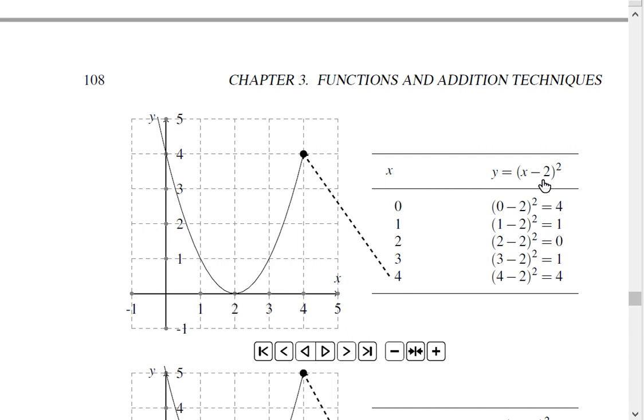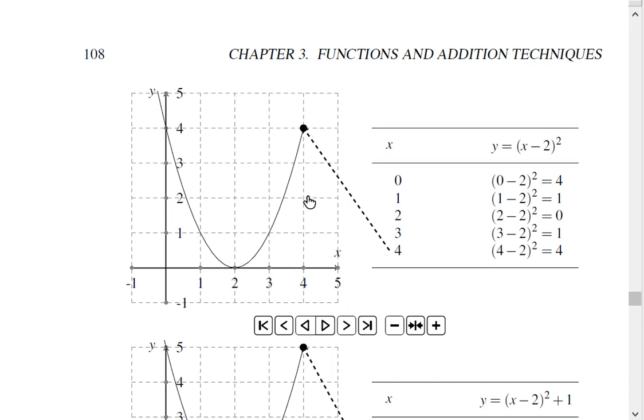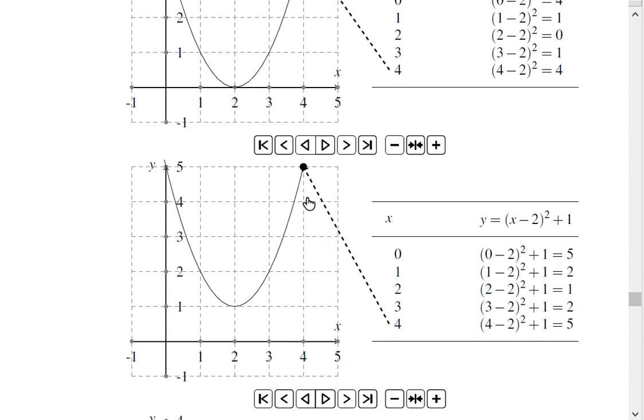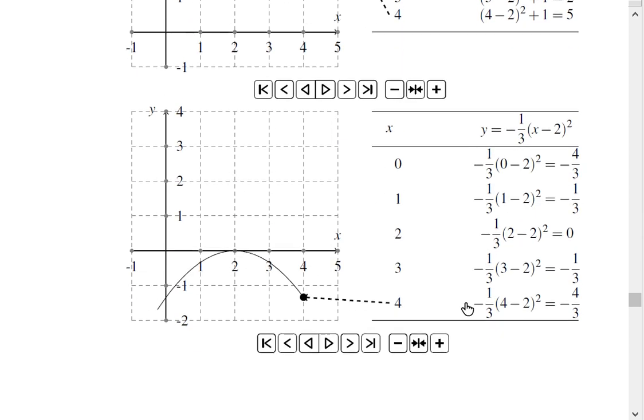And students may be aware, okay, my x minus 2 is shifting 2 units to the right-hand side. The rest of them I'll leave to the reader. This +1 is 1 unit up. Students can clearly see from this picture. So 2 units to the right and 1 unit up. This one, the students can practice how this -1/3 plays with this quadratic function.